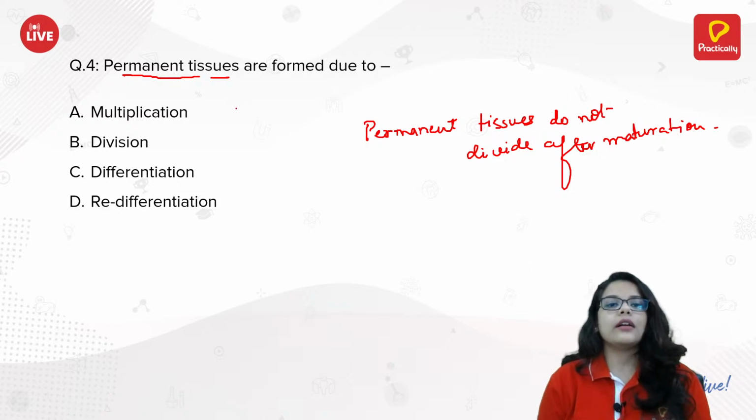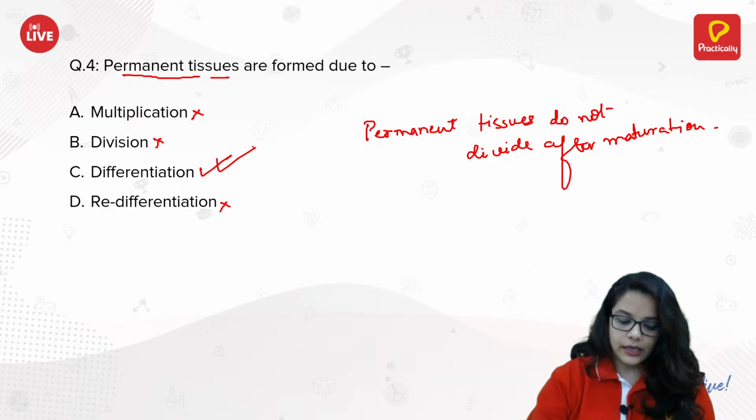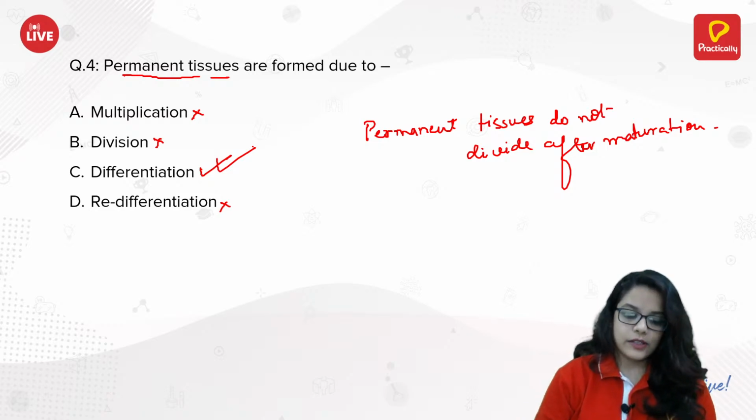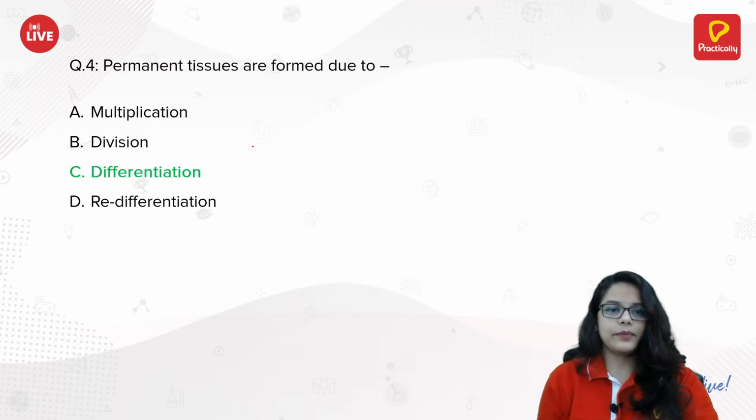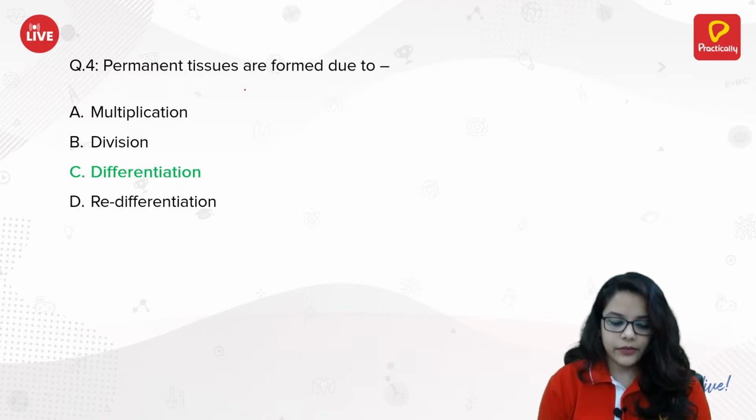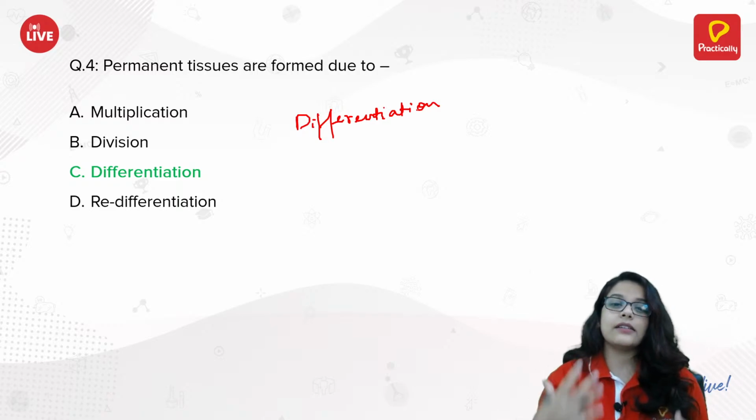Now how are they formed? What is the method? It's not multiplication, it's not division, and it's not redifferentiation. It is differentiation. So why is it differentiation? Differentiation is a process in which cells are derived from the apical meristem.